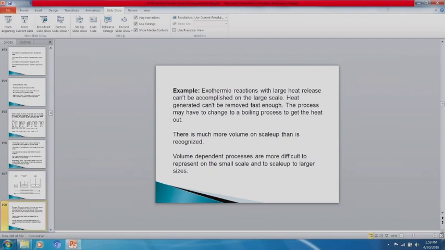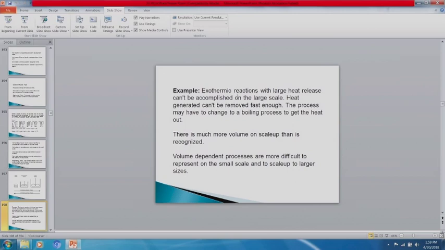Exothermic reactions with large heat releases cannot be accomplished on the large scale. If they are, they might wind up being explosions. The heat cannot be generated fast enough, so there may be a change to a boiling process to get the heat out. Example of the heat evolution.